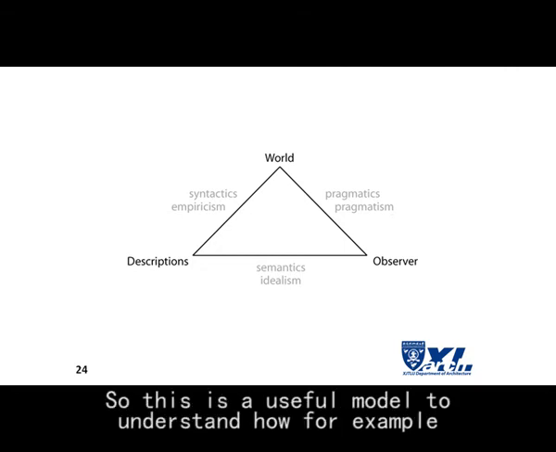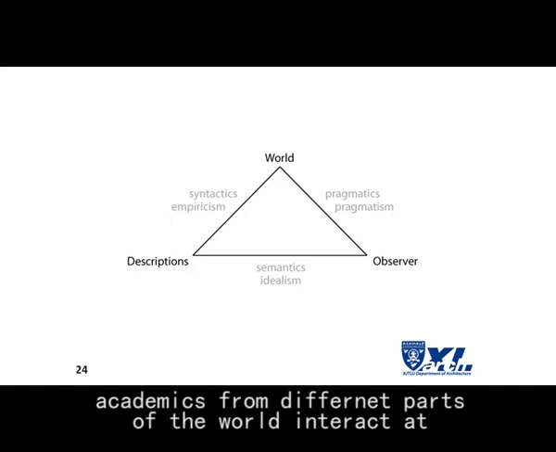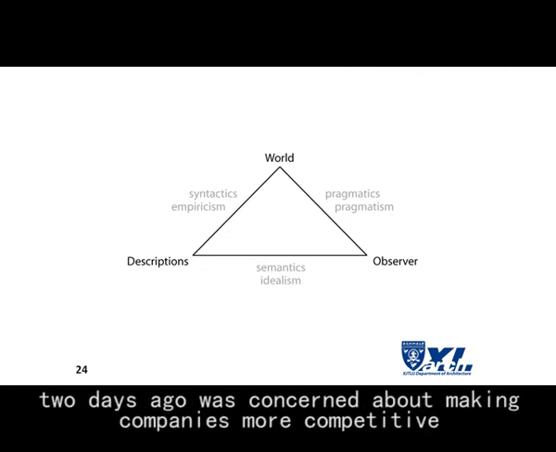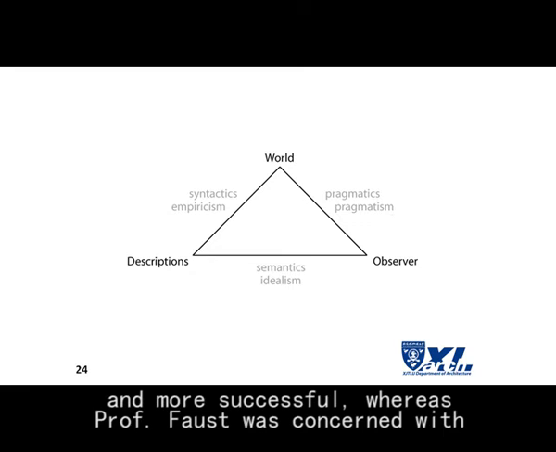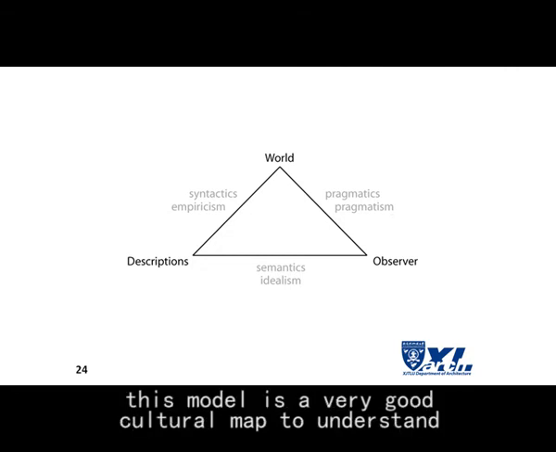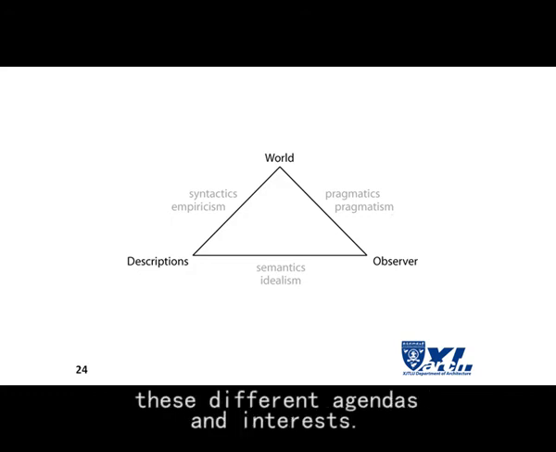So this is a useful model to understand how, for example, academics from different parts of the world interact at international conferences. So if you're wondering, for example, why Professor Vogel 2 days ago was concerned about making companies more competitive and more successful, whereas Professor Faust was concerned with explaining more and more using systems theory, this model is a very good cultural map to understand these different agendas and interests.